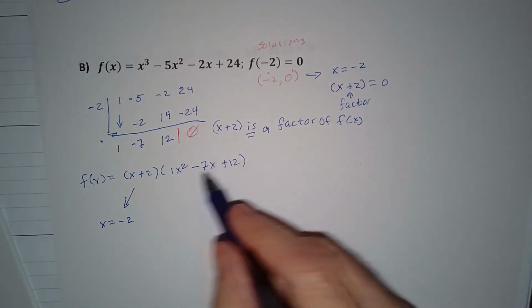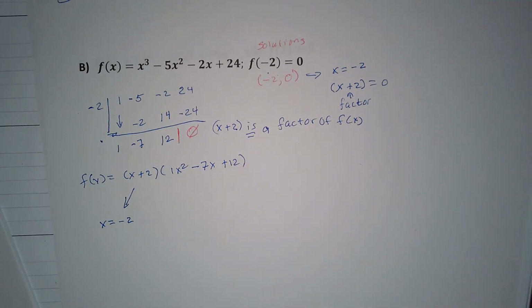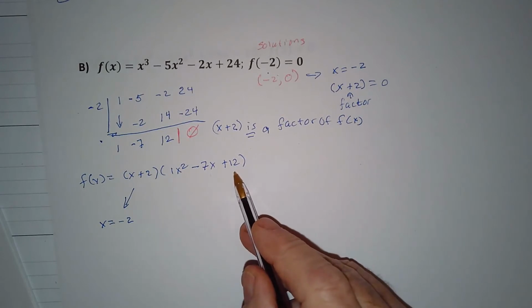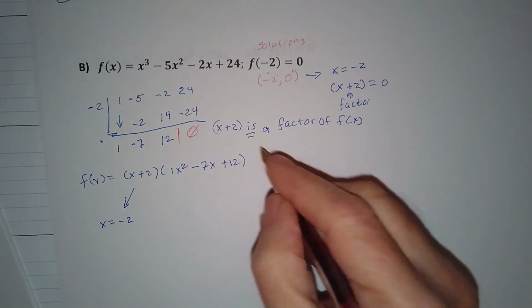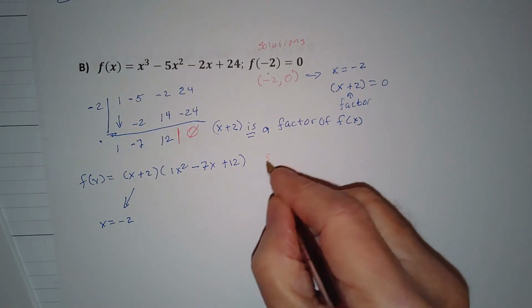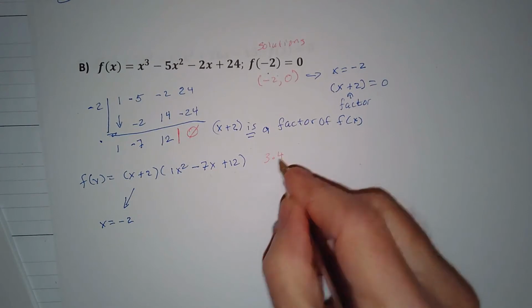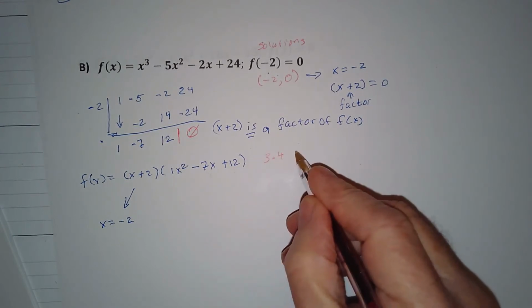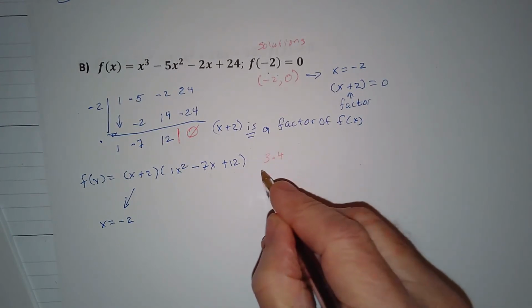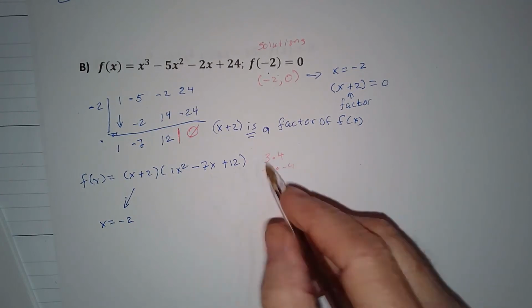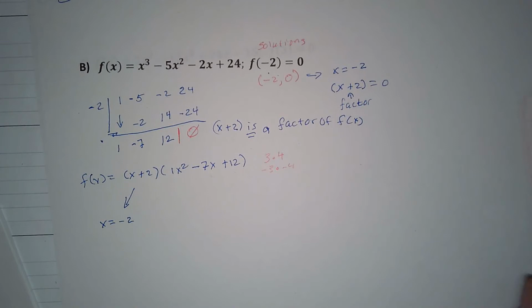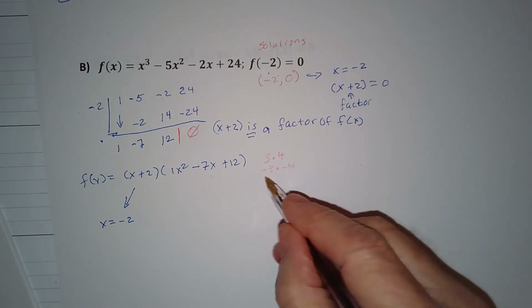Now, looking at this, can I double bubble it? Well, let's see. What times what equals 12 that, when added together, equals negative 7? Well, I know that 3 times 4 equals 12, right? But I want negative 7, so couldn't we do negative 3 and negative 4? And that would be negative 7. So seeing that, these are our factors.